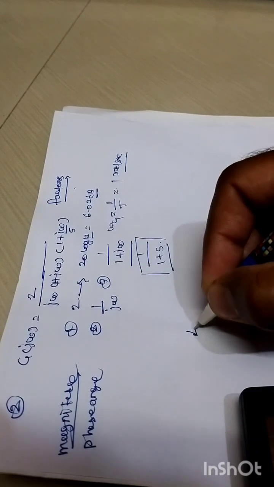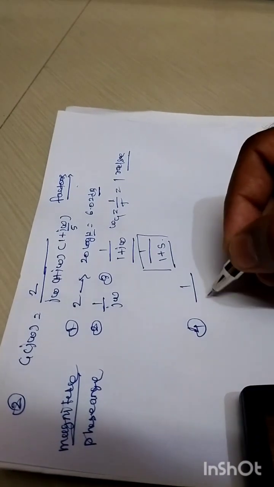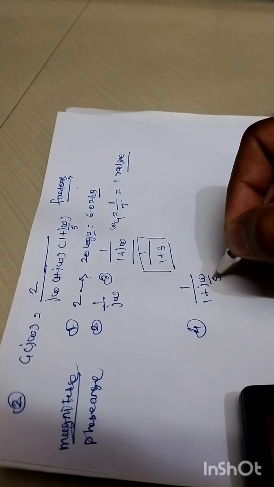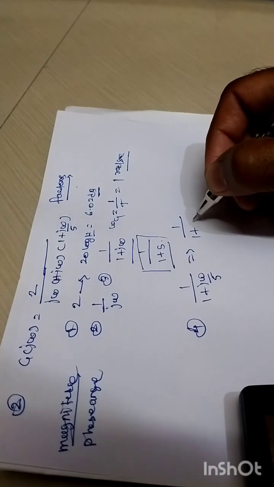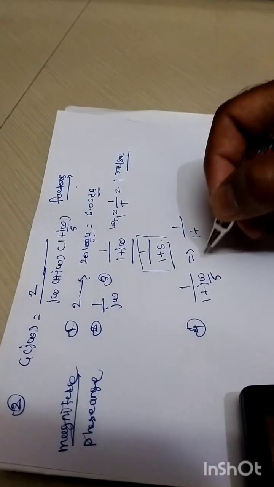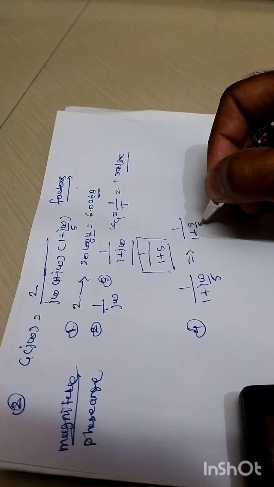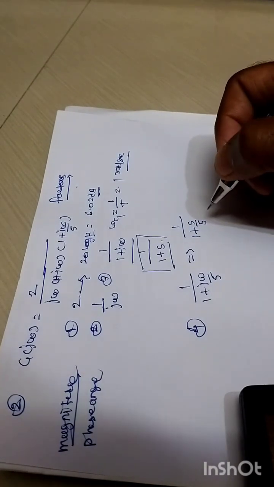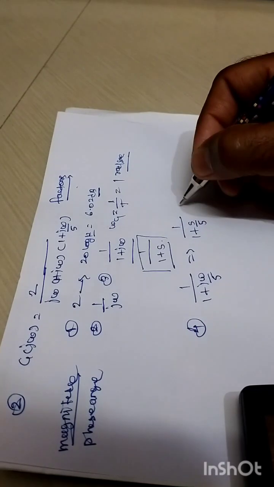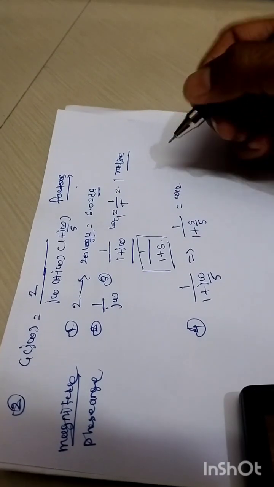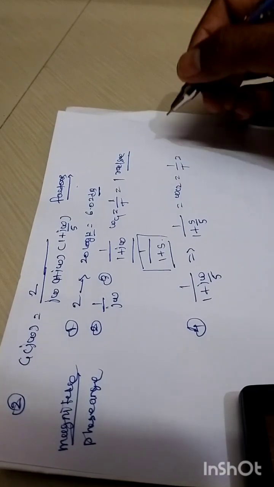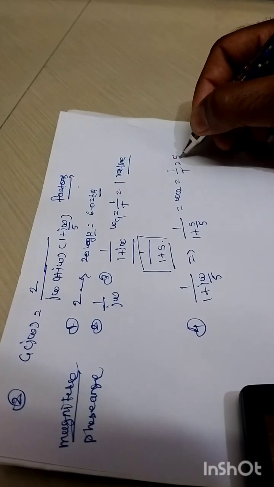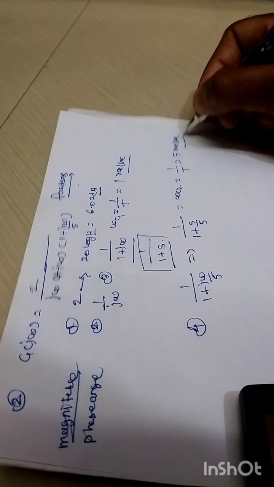Now consider the fourth factor whose value is 1 divided by 1 plus j omega upon 5. When we consider this factor in terms of S domain, j omega is replaced by S, so it becomes 1 divided by 1 plus S by 5, where t equals 1 over 5. The corner frequency omega c2 is the reciprocal of time, so it is 1 divided by 1 upon 5, which will become 5 radian per second, right?